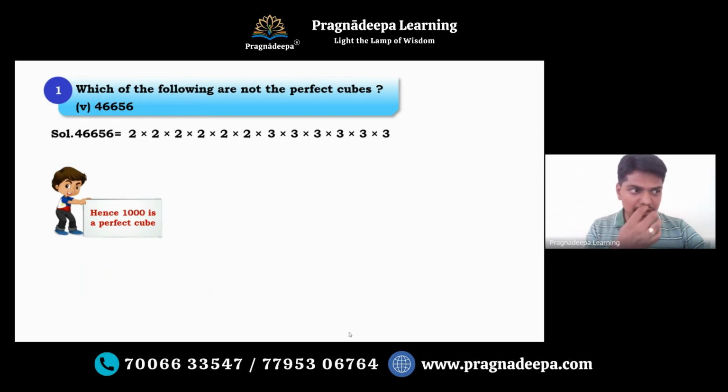Sorry, I have typed wrongly here. 1000 is a perfect cube. Of course, 1000 is a perfect cube, but here what should be the answer? 46,656 is a perfect cube. Correct?